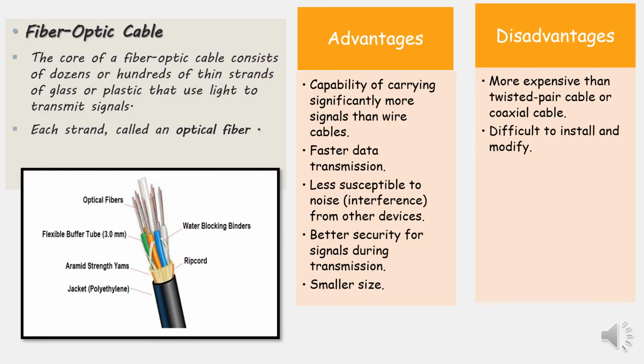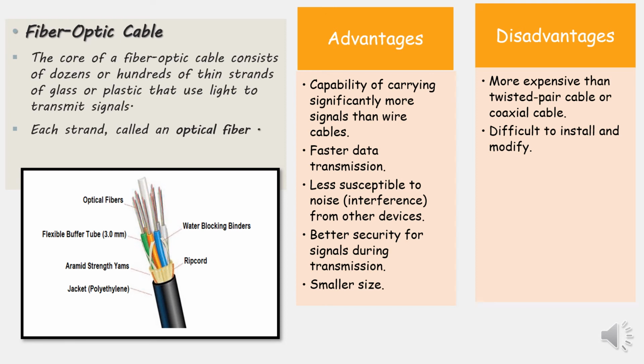The third physical transmission media is fiber optic cable. The core of a fiber optic cable consists of dozens or hundreds of thin strands of glass or plastic that use light to transmit signals. Each strand is called an optical fiber. An optical fiber is as thin as a human hair. Inside the fiber optic cable, an insulating glass cladding and a protective coating surround each optical fiber.